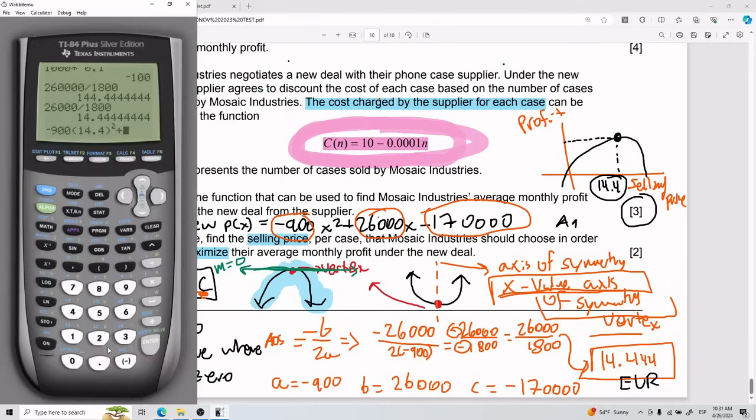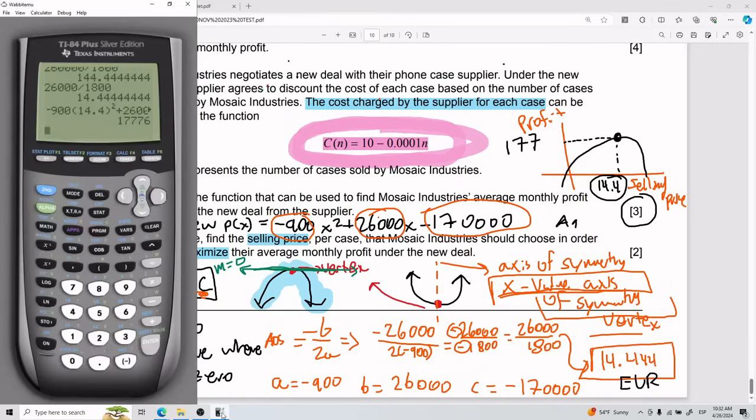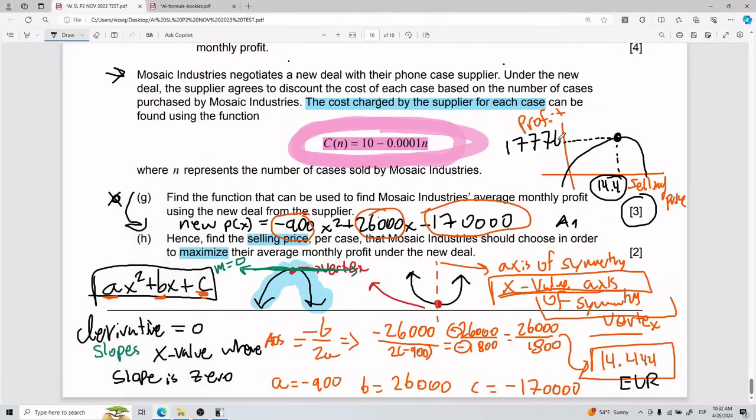And so just to show it, this is not part of the exercise anymore, but in case it happens to you in the future that it's like, okay, find the maximum profit, you first find the x value of the vertex, and then you plug it in in order to find the profit. So the profit is 177.76, okay? So if they sell at 14.4 per phone case, their profit is this amount, and that is their maximum profit because it's the maximum point of my parabola.